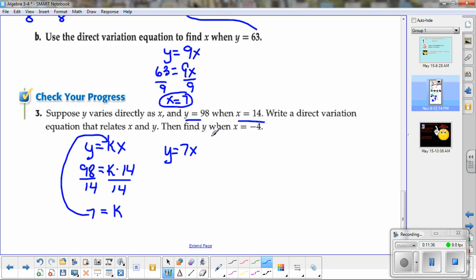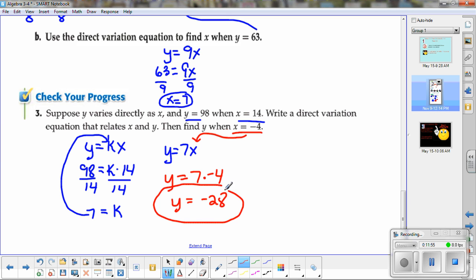Now to find y when x equals -4, we're going to put that right there. y equals 7 times -4. 7 times -4 is -28. So y equals -28 when x equals -4.